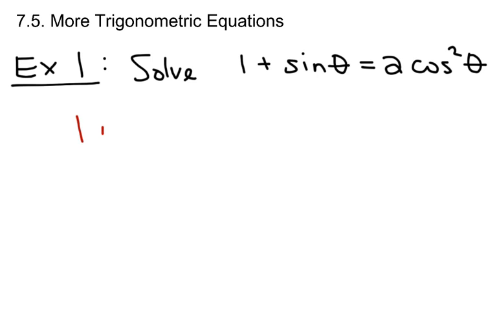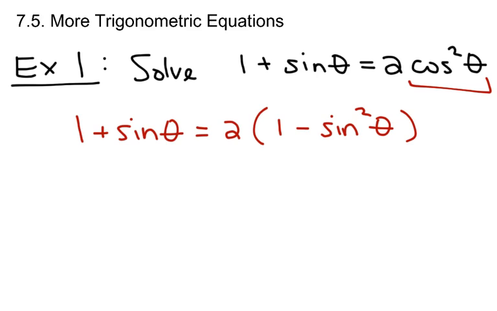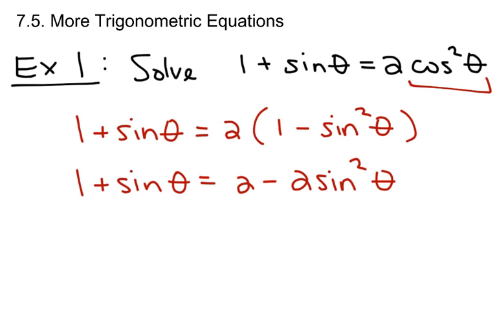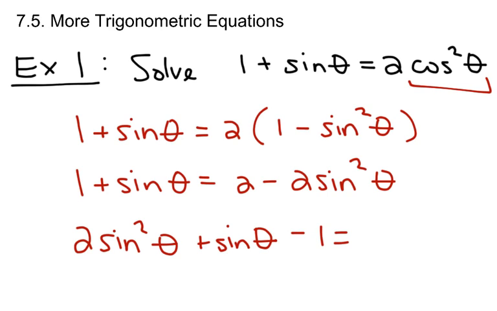Well, one of the things I recall is that cosine squared theta is actually the same thing as 1 minus sine squared theta. So if I convert that, now I'm working with an equation that only has one trig function in it. This is actually going to be a quadratic equation, similar to one we saw in the last section. I'm going to first write this in descending order of powers. So I'm going to move the negative 2 sine squared theta to the other side. It becomes positive. Sine theta stays where it's at, so it still says plus sine theta. But then I'm going to subtract the 2 from the 1 and get negative 1.